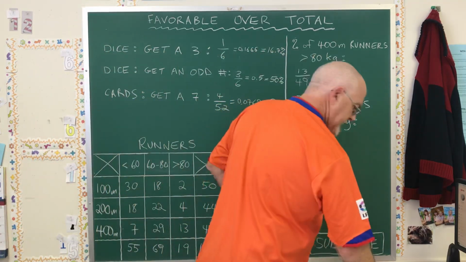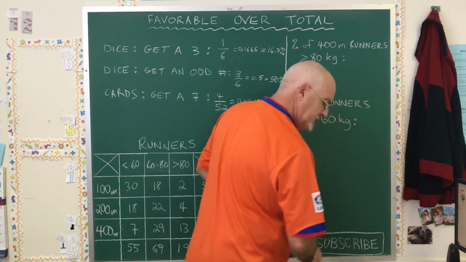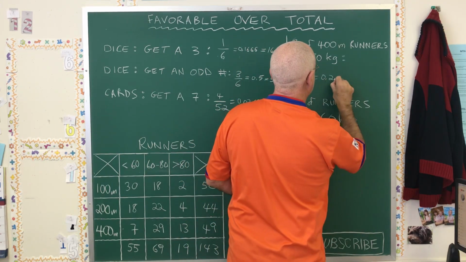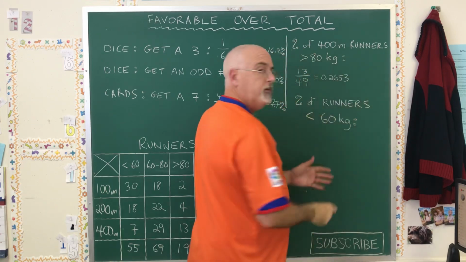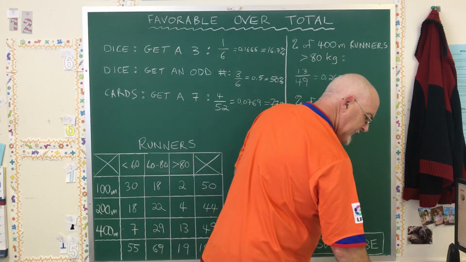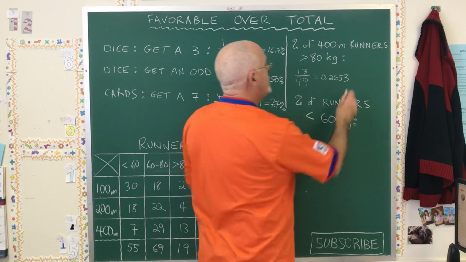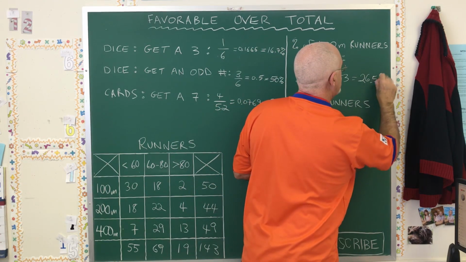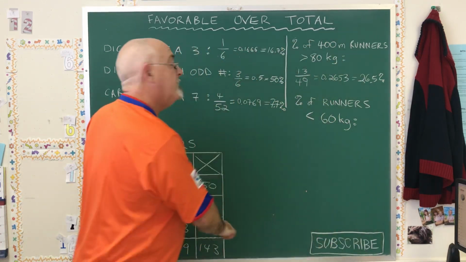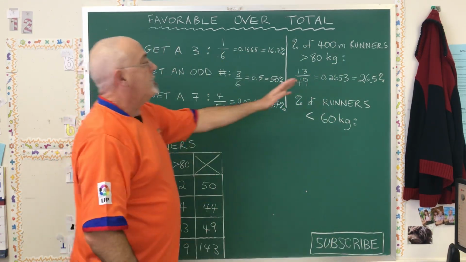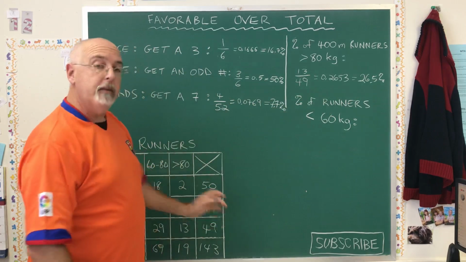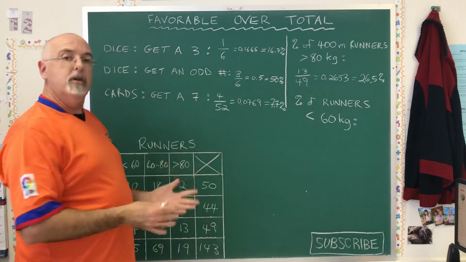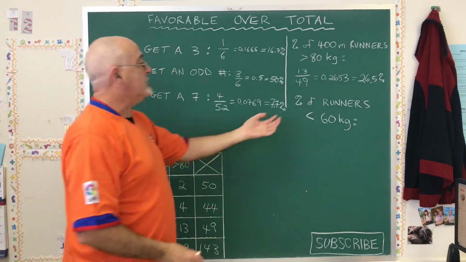We're dividing, and 13 divided by 49 gives me 0.2653 as my first 4 decimal places. And then when I multiply that by 100, it gives me 26.5%. So in this group of runners, 26.5% of the 400 meter runners weigh more than 80 kilograms. You have to be careful about what to use as your total depending on how the question is asked.